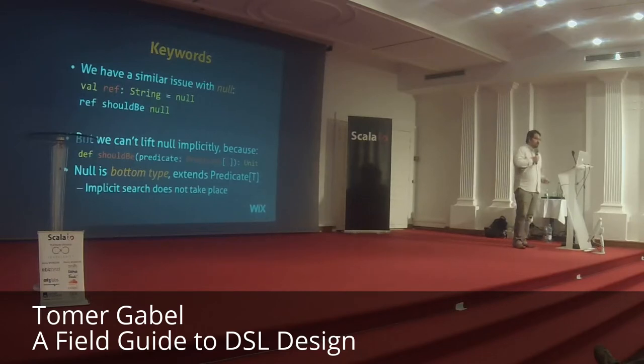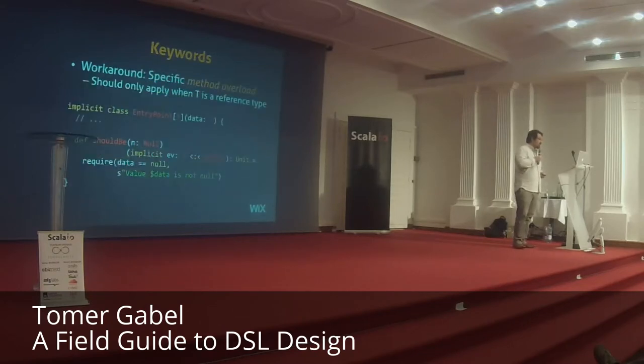Because it's a bottom type, it resolves to any ref. In implicit search, there's an overload available that takes a reference type. Implicit search is simply not going to happen. So you can add your implicit, but it's never going to come into effect in the language. The way to work around this is, and similar issues by the way, is to add a method overload. And this method overload operates on values of null, but it should only apply when your type t is a reference type.